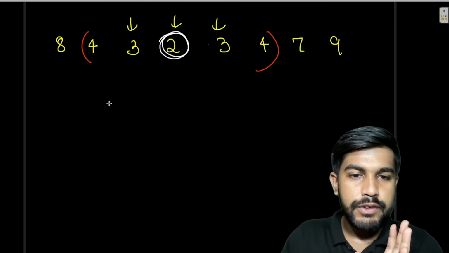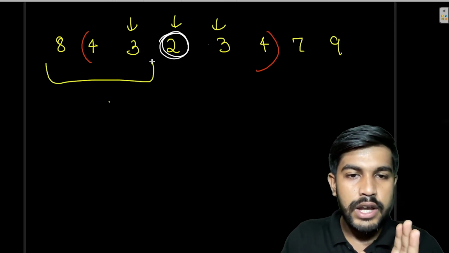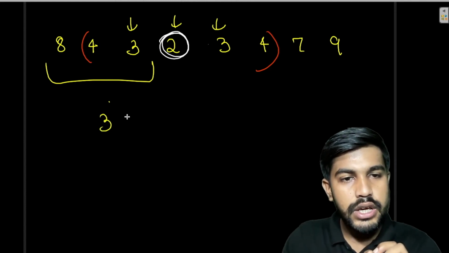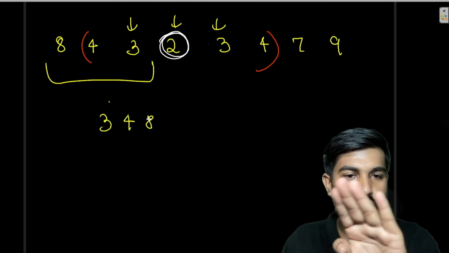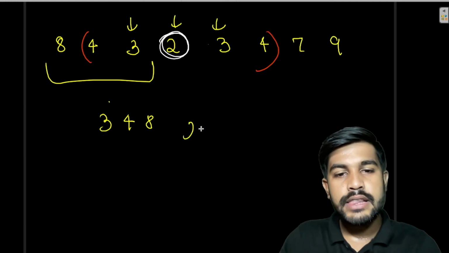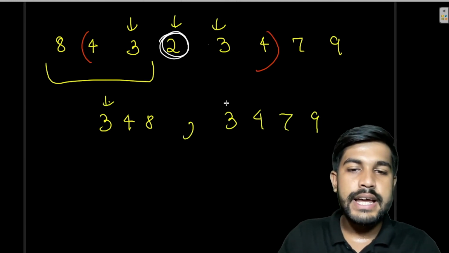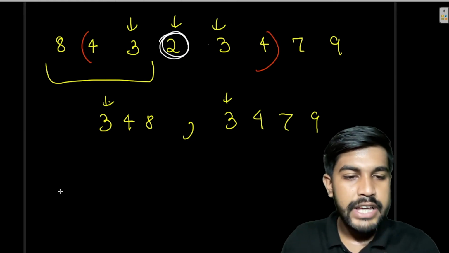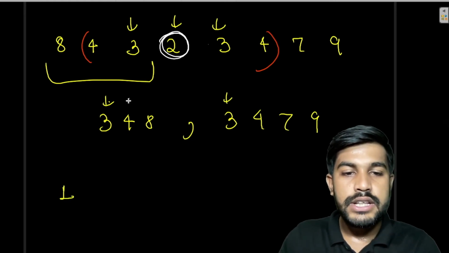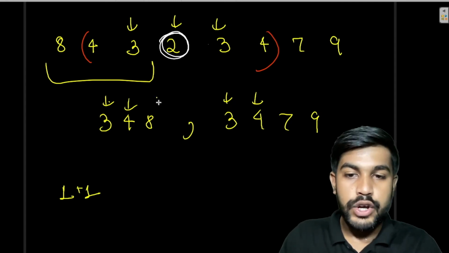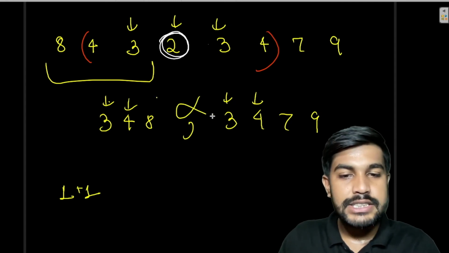So now we know that we would have these all elements as the reverse, and we would leave one element. So 3, 4 and 8. 8, 3, 4 would be the opposite one, and this one would be 3, 4, 7, 9. The first characters are matching, so we know that we have a length of 1. Then the second character is matching, so we would have a length of 1 more. Okay, the third character is not matching, so we would exit from here.